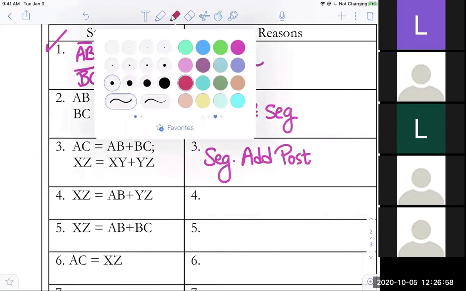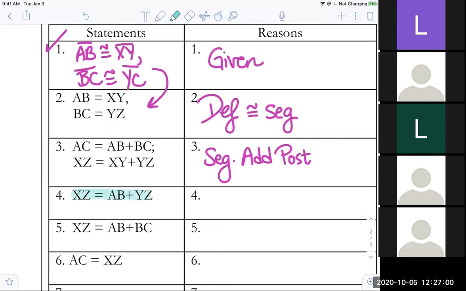So for step 4, remember we have everything from 2 and everything from 3 we haven't used yet. So XZ equals AB plus YZ, where above do you see something that's really similar? Where is there an equation that looks a lot like step 4? Step 3. So this part of step 3 looks a lot like it, right? The difference is that instead of XY, we have AB.